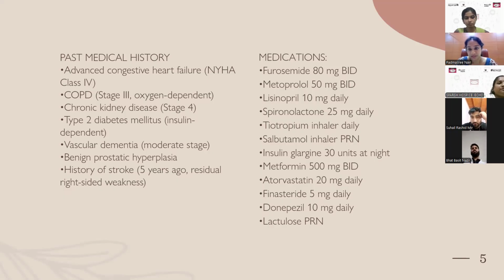He's taking insulin glargine, which is a type of insulin, 30 units at night. Again, he's taking metformin for his sugars, 500 mg twice a day. He's taking atorvastatin, 20 mg, for cholesterol, at night. Apart from that, he's using finasteride, which helps with his prostate, at a dose of 5 mg at night. He uses donepezil, which is for his dementia, once a day. And he uses lactulose, which is a laxative for easy passage of stools.